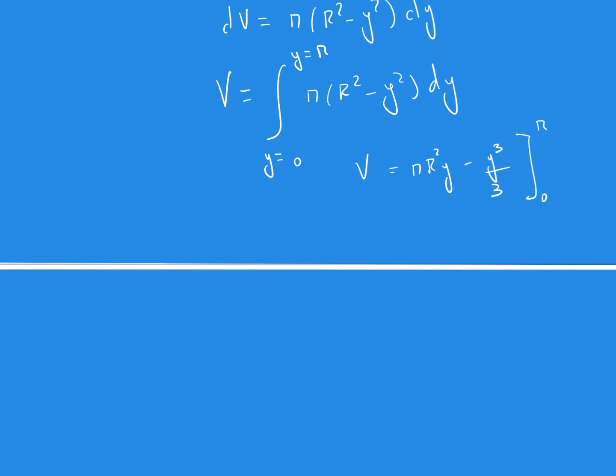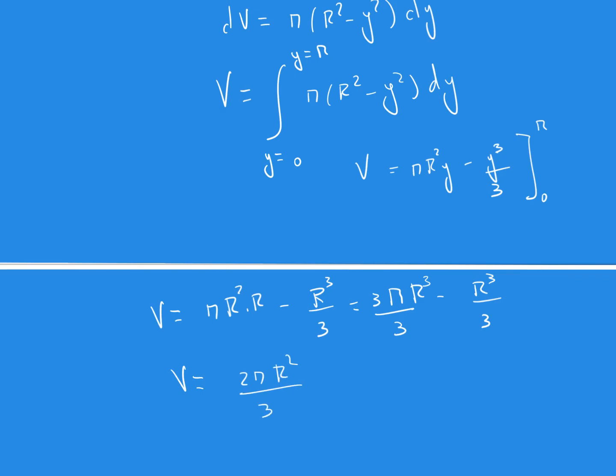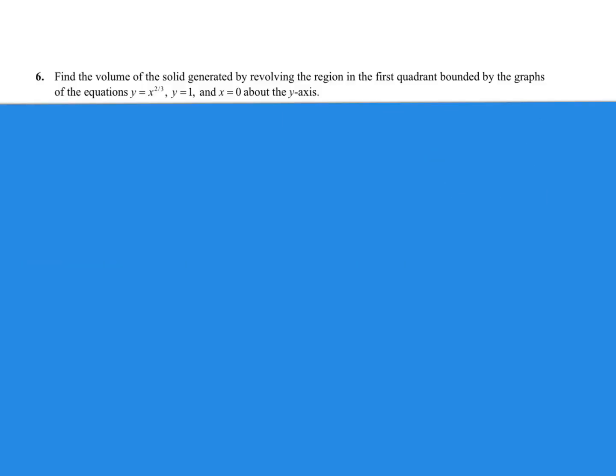So this is the volume. The volume will be pi r squared multiplied by r minus r cubed divided by 3. And this is pi r cubed minus 1/3 of pi r cubed, or the volume is 2 pi r cubed divided by 3. But this is half of the volume, so the total volume of a sphere will be 4 pi r cubed divided by 3. Conclusion, I have found that the volume of a sphere using this method is 4 pi r cubed divided by 3. Okay, let's do problem 6.